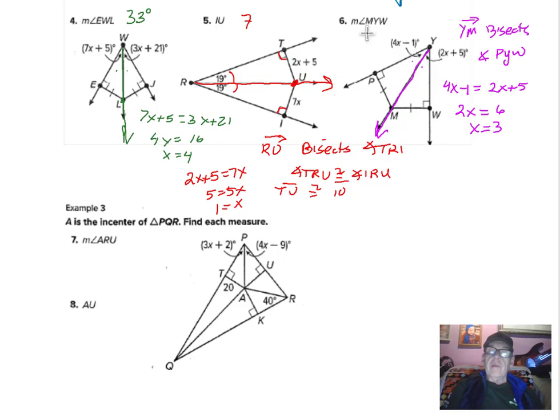Now it wants us to find the measure of MYW. M to Y to W is right here. 2x plus 5, 2 times 3 plus 5, 6 plus 5 is 11, and it's 11 degrees.